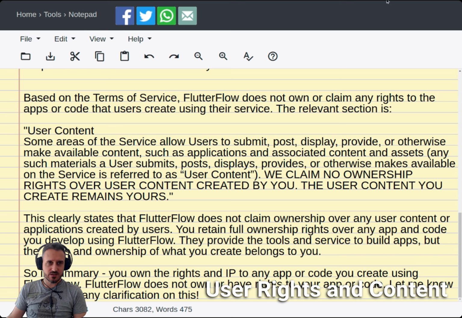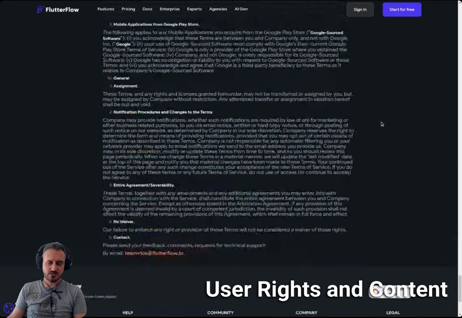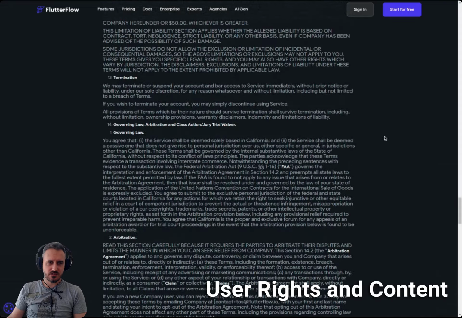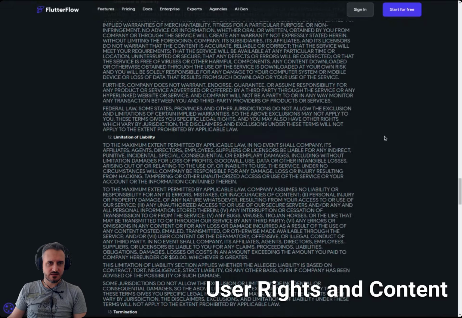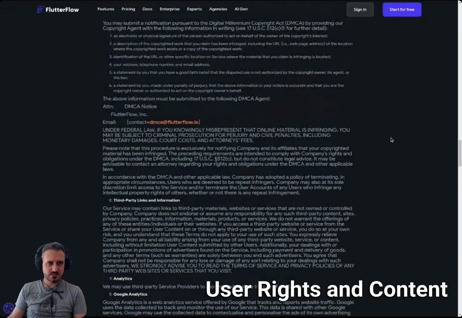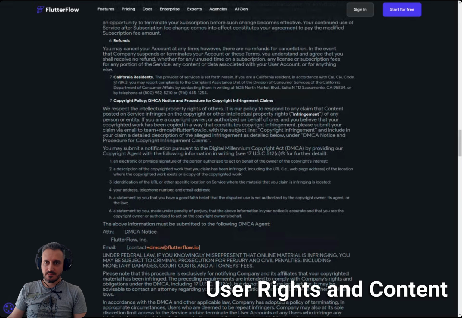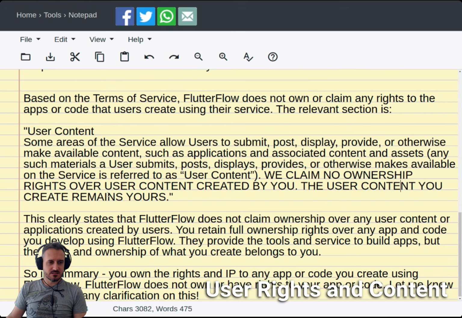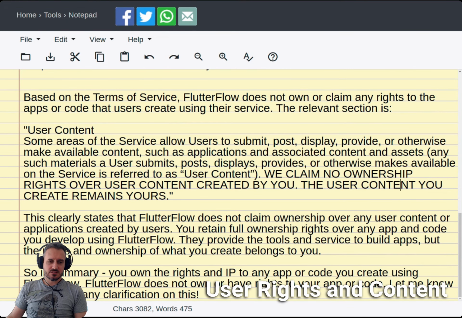The user content you create remains yours. If I go back to the terms and conditions and scroll a little bit to the top, I can probably find where this was. Yeah, it's actually over here. That is the third section of the terms of service, where it says user content. This clearly states that Flow does not claim ownership over any user content or application created by the user.